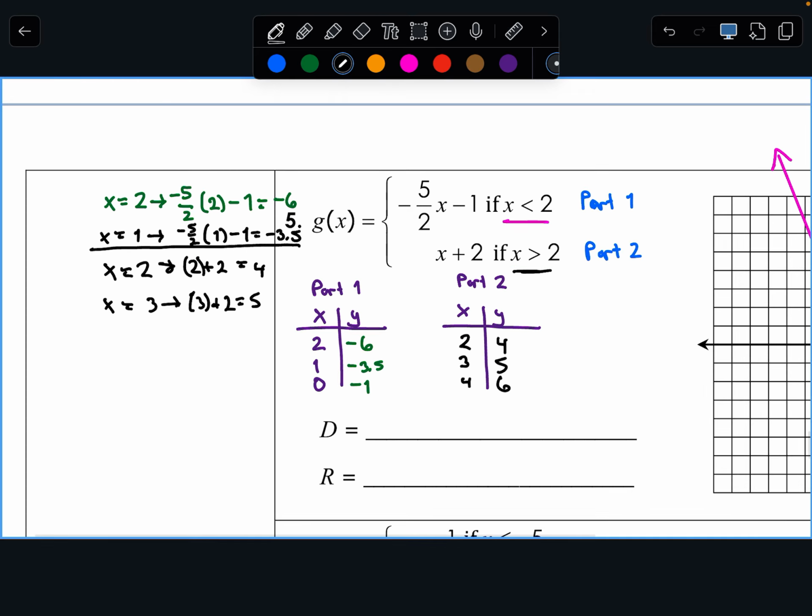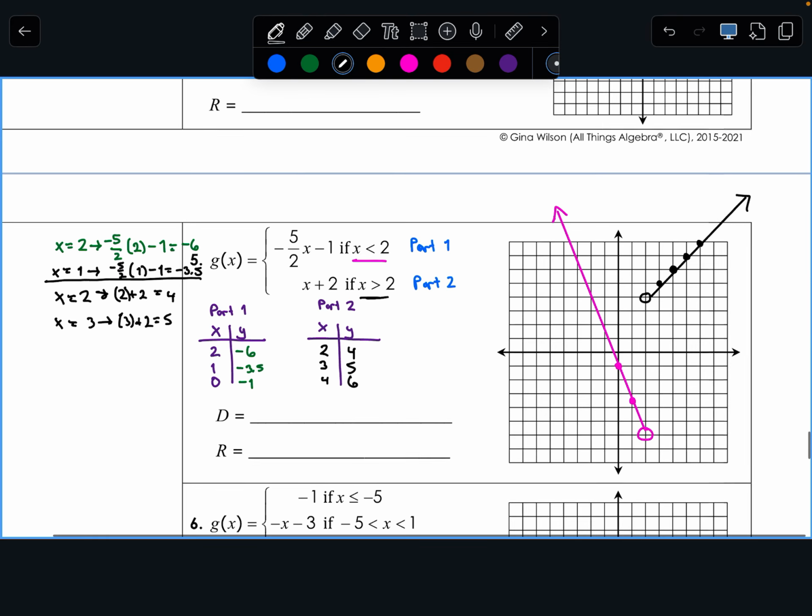Now we've got to find the domain and range. The way we do the domain and range is, remember, it's left to right. Now, this is an interesting one because you'll see at positive 2, for x equals 2, there are 2 open circles.